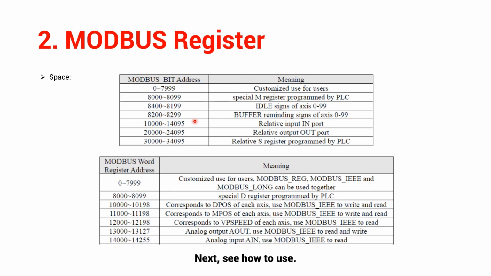Next, see how to use them. The former 8000 for the Modbus bit can be customized. The remainder is reserved for saving system data. For word registers, also the former 8000, you can set freely. The remaining space range corresponds to specific data storage.